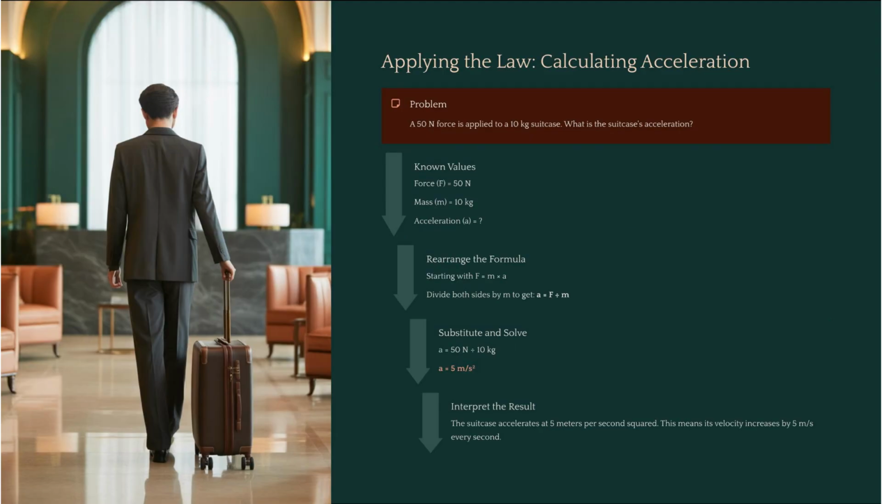What if you know the force and the mass, but need to find the acceleration? We rearrange the formula to a equals F divided by m. Imagine you apply a 50 newton force to a 10 kilogram suitcase. You divide 50 newtons by 10 kilograms. The result is 5 meters per second squared. That's how quickly the suitcase will speed up.